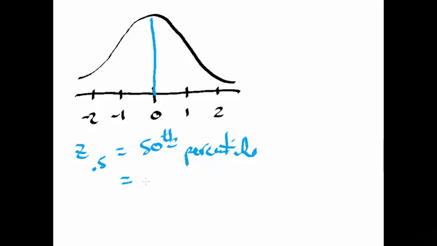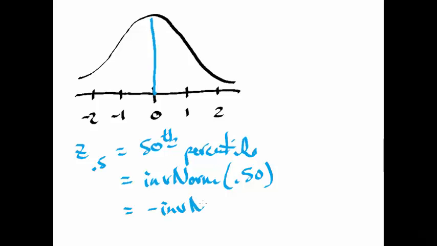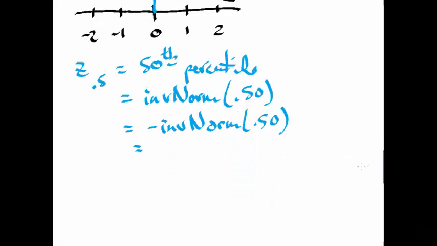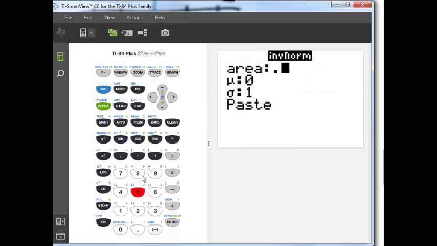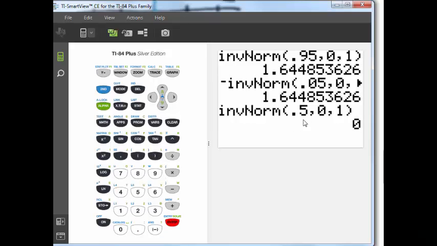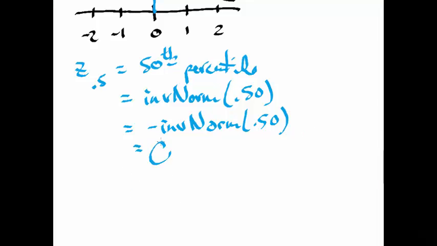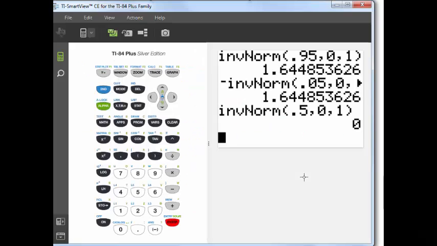So I'll get that by doing INV norm of 0.50. Or if I do negative INV norm of 0.50, I should get the same thing, right? Yep. And in fact, if I use my calculator, second vars option number 3, 0.5, I get 0. Good. If I do negative of that, I also get 0. Negative 0, 0. Good. So that all works out. How about the next one?